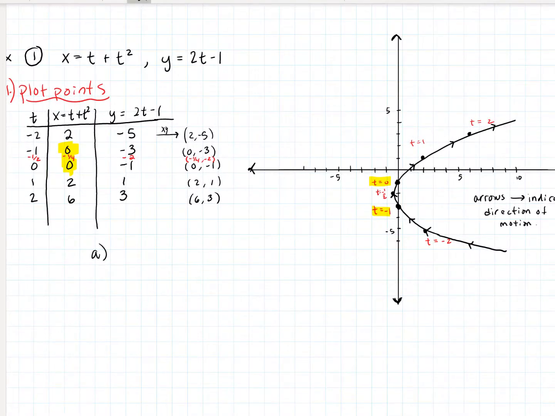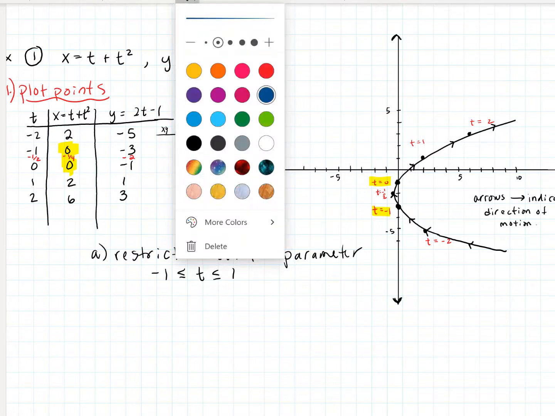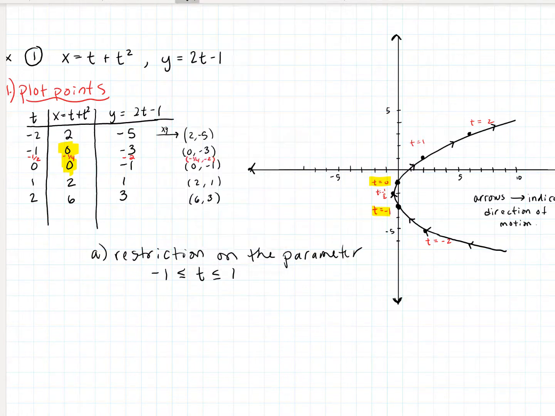So if I had a restriction on the parameter, and sometimes that happens, we might say that t is actually just going to be between -1 and 1. And if t were just between -1 and 1, let's plot that in blue, just so that we have a different color.